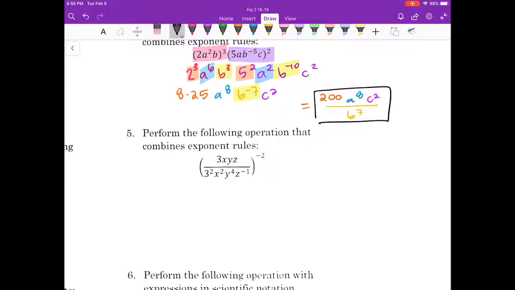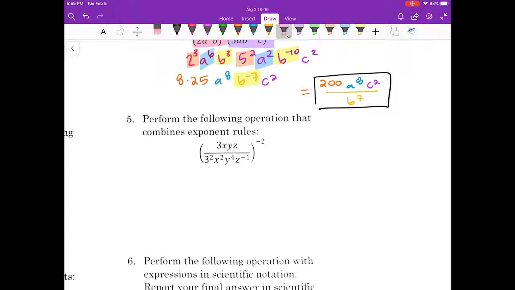And then in problem number 5, I would start by simplifying what we have inside parentheses first. So we've got 3 over 3 squared. That means that we have 1 3 left over in our denominator. We have x over x squared, so same idea, 1 x left over in our denominator. Y over y to the fourth, we subtract, we have leftovers in our denominator, y cubed, and then z and z to the negative first. So remember, we've got 1 for that exponent, so 1 minus negative 1 gets us a positive z squared.